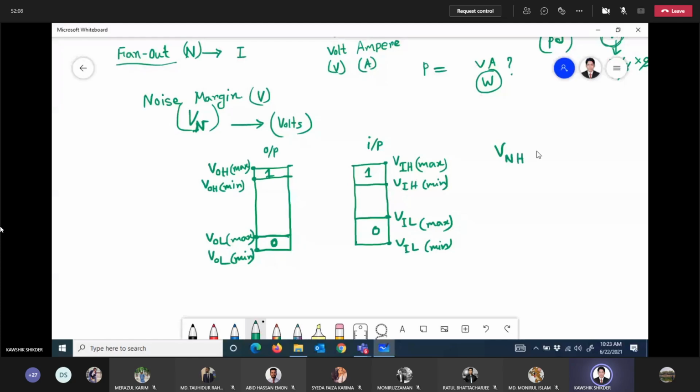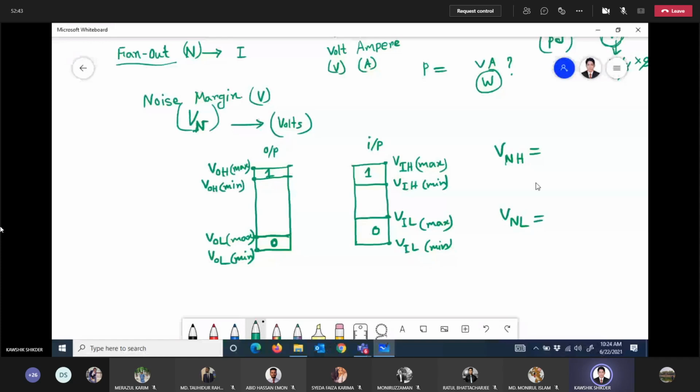One is VNH, that means high state noise margin. Another one is VNL, low state noise margin. Noise margin is basically the circuit's ability to tolerate noise at the input side, that is known as noise immunity, and the quantitative measure, that means in terms of numeric value, is known as noise margin. Got it?